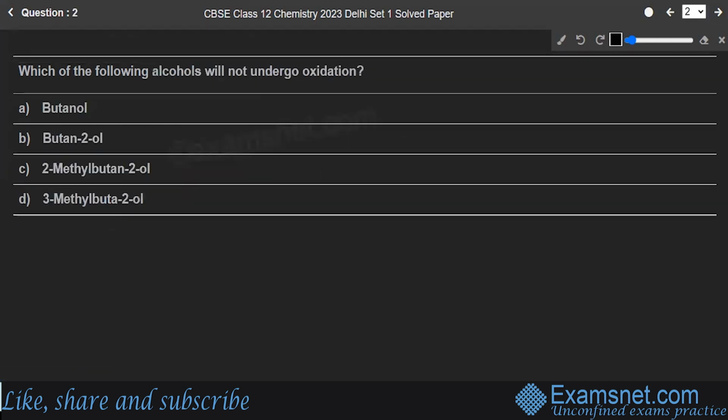Question number 2. It says, which of the following alcohols do not undergo oxidation? Butanol, butan-2-ol, 2-methyl-butan-2-ol, or 3-methyl-butan-2-ol. The right answer to the question is option C, 2-methyl-2-butanol. Because tertiary alcohols do not undergo oxidation, and this is a tertiary alcohol. Let's see over here. This is CH3, CH3, CH3, OH. This is a tertiary alcohol, and in the presence of copper at 573 Kelvin, they undergo dehydration and form alkenes.